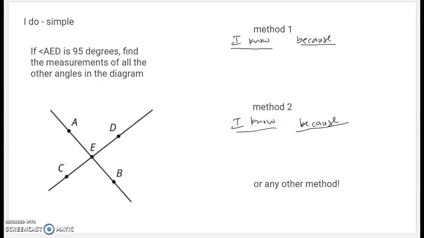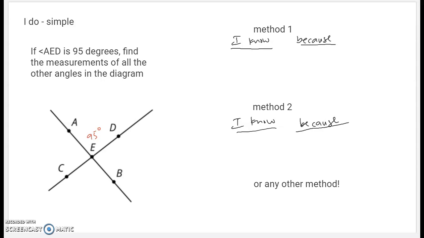So when we look at a simple problem involving vertical angles like this: if angle AED is 95 degrees, find the measurements of all the other angles in the diagram. There are ways you can do this, but let's start with what we know. Angle AED is 95 degrees. We're going to use just that one fact to find all of the other ones in the rest of the diagram. There's multiple ways you could go about this. There's multiple paths you could follow. I'll follow two just to show you how you could end up doing this.